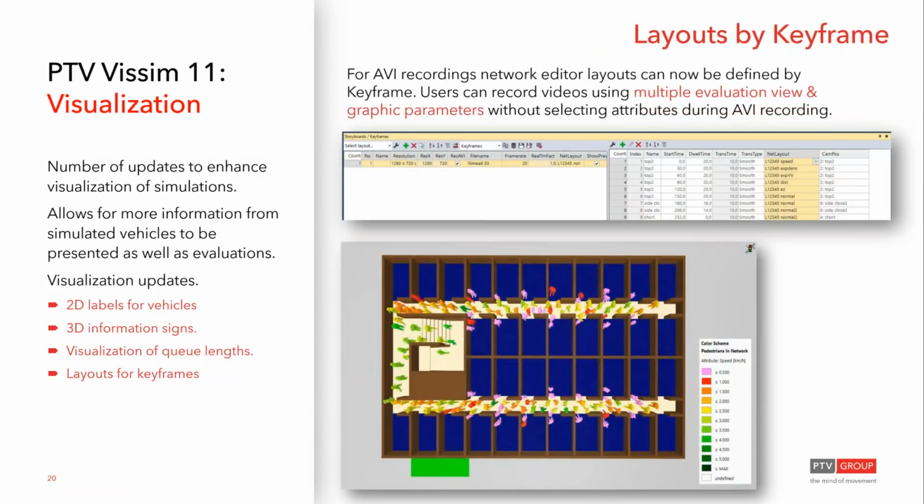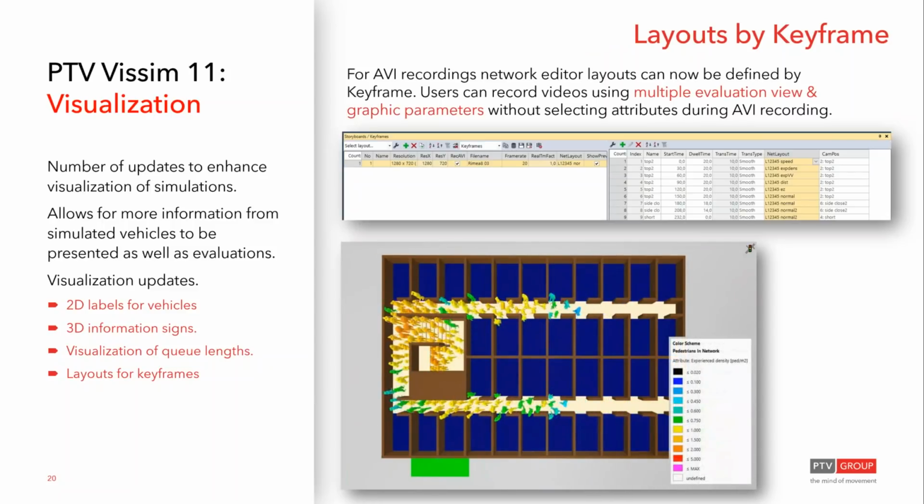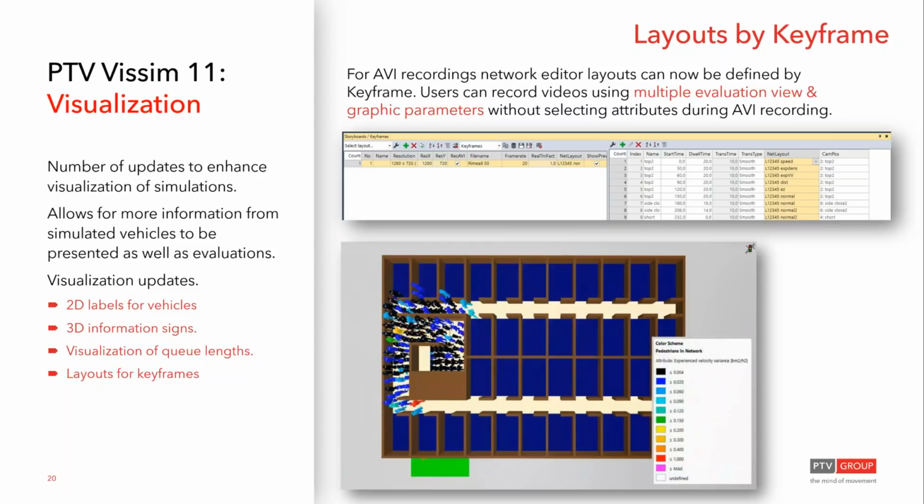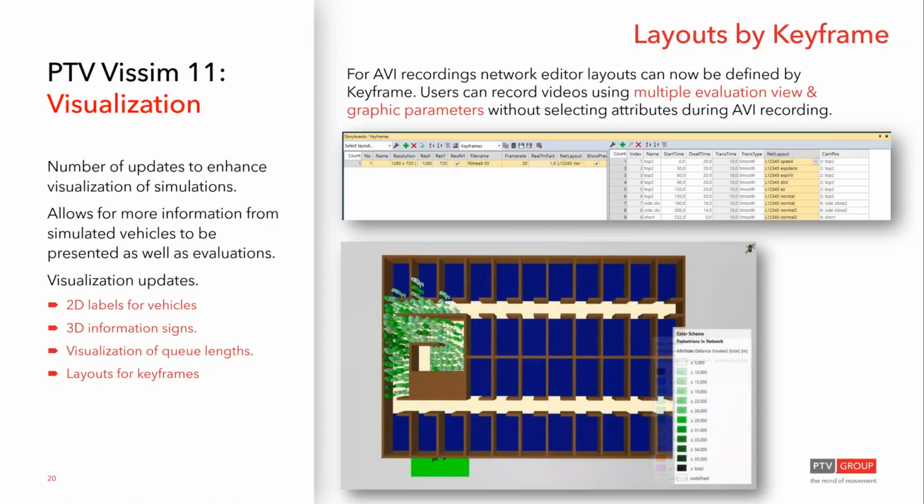Okay, the last feature I wanted to run through on visualization is that we now have the ability to change name network layouts by keyframe. So when we're setting up AVI recordings, we can actually set different network editor layouts and define them to keyframes. So that means that we can display a lot of different information, like you're seeing here on the video, related to number of pedestrians in the network, or related to experience delay or level of service, or all of the different evaluations that we want to show.